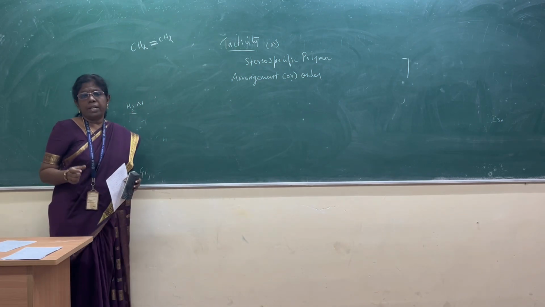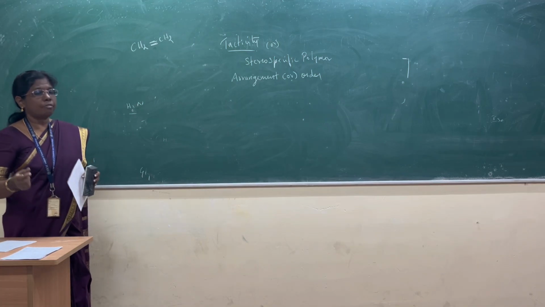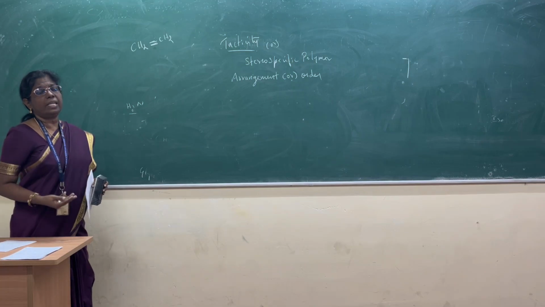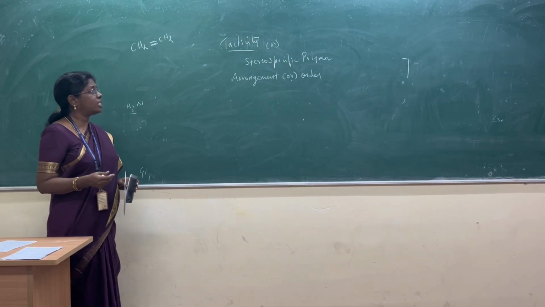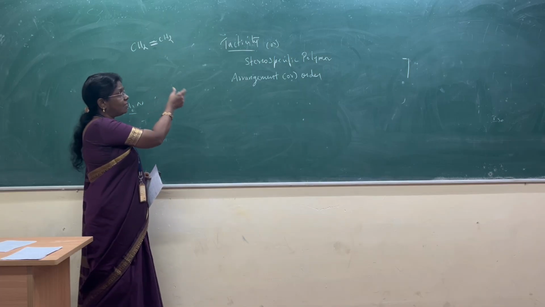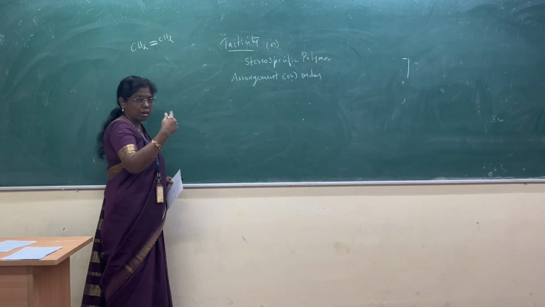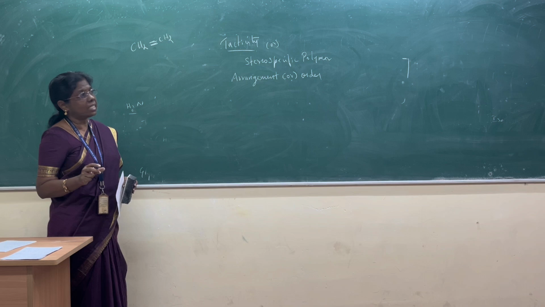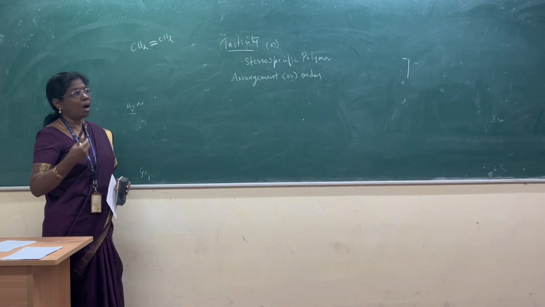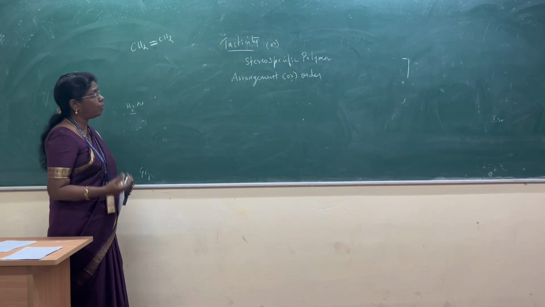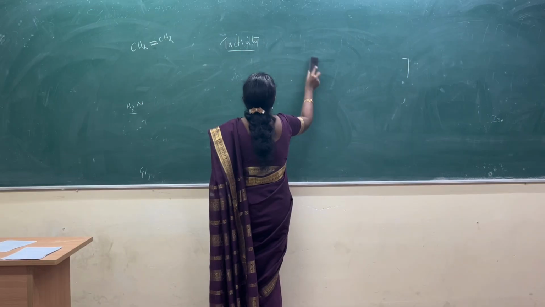So what is tacticity? The orientation of monomeric unit or functional group, either orderly arrangement or disorderly arrangement with respect to the main chain, is known as tacticity. The word is derived from the Greek word meaning arrangement or order. And next we see the types of tacticity.